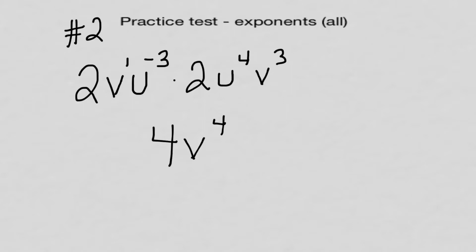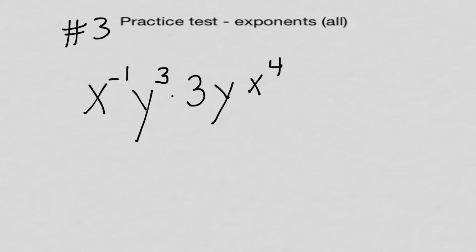Now I'm going to handle the u's. I've got u to the negative 3rd and u to the 4th. That leaves me with a u to the 1st. Sorry, I was looking at a paper too. That's my problem. I'm done. There's no negative exponents, so I don't have to put any on the other side of the denominator. That's my answer.